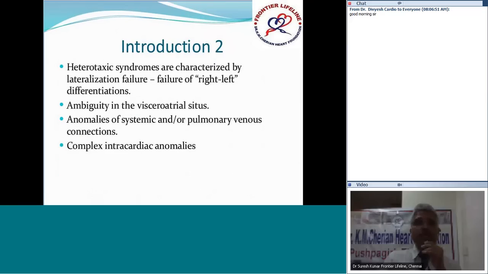So heterotaxy syndromes have a lateralization failure. The body has failed to make a clear right-left differentiation. As a result, there's an ambiguity in visceroatrial situs, with some clues telling you that this is solitus, some telling you that it's inversus. And there are anomalies of systemic and pulmonary venous connections, and there are complex intracardiac anomalies. Even though this might appear confusing, there is a method in the madness, and it is possible for you to predict what is going to happen.